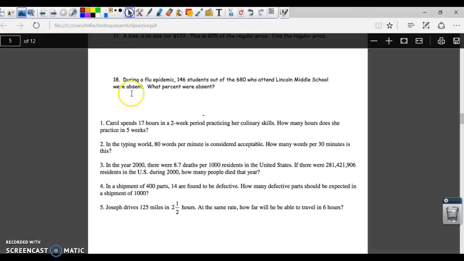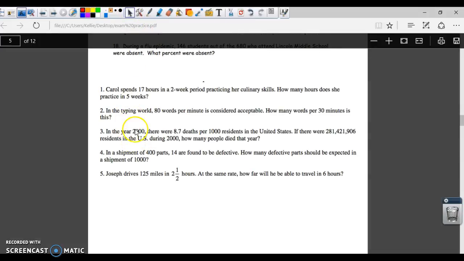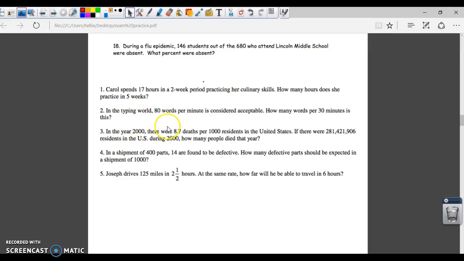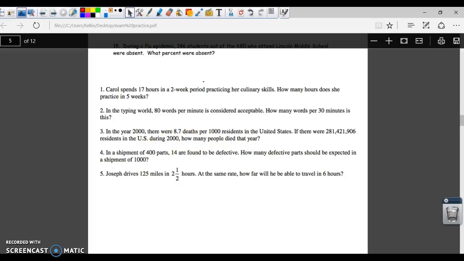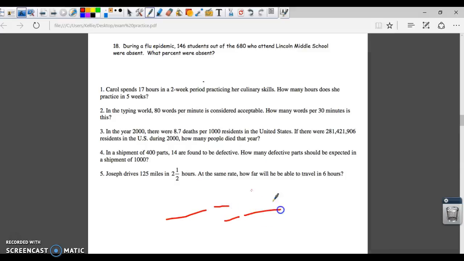Let's see, what else we have? So this one, in the year 2000, there were 8.7 deaths per 1,000 residents in the United States. If there were 281,421,906 residents in the U.S. during 2000, how many people died that year? Well, we're looking at people versus death. Let me do this one down here. People. Death. Here we go.